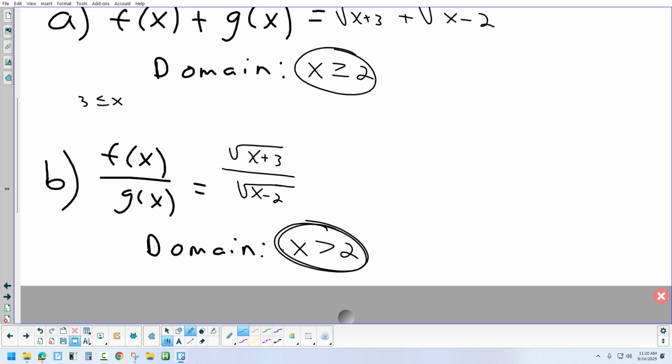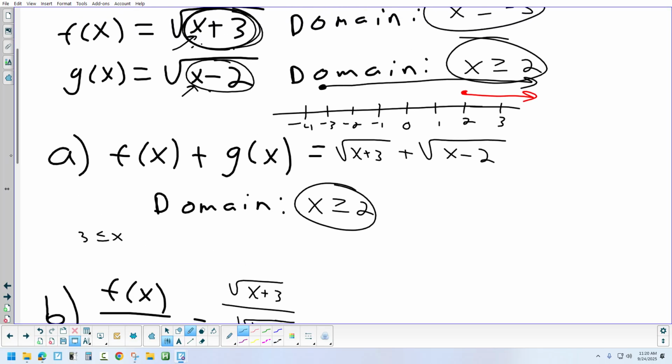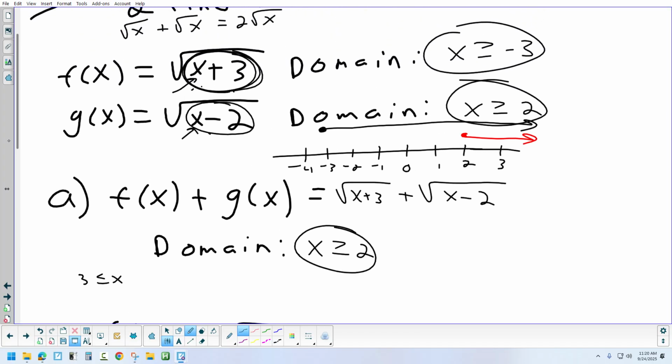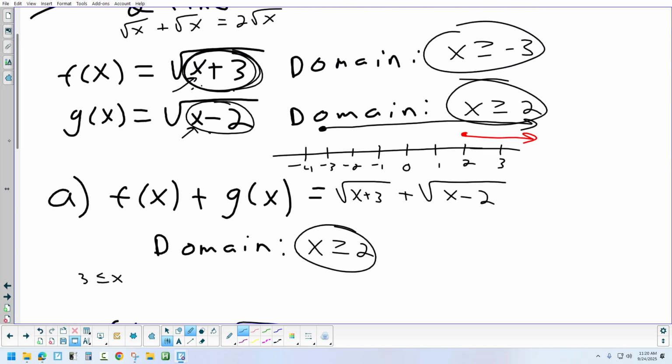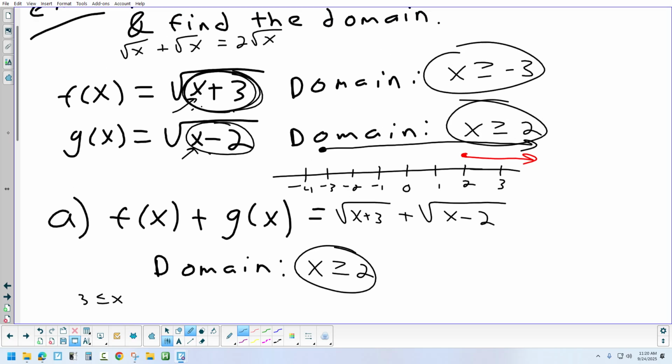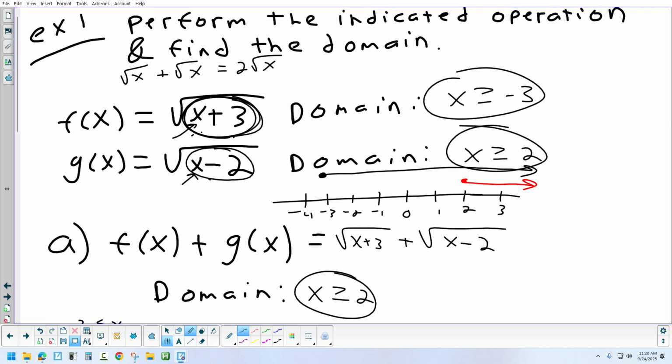Yep. Can you scroll up a little bit? Can you go over how you got from the g of x, the square root thing, to the domain? Because I'm just kind of confused. How we got these two?